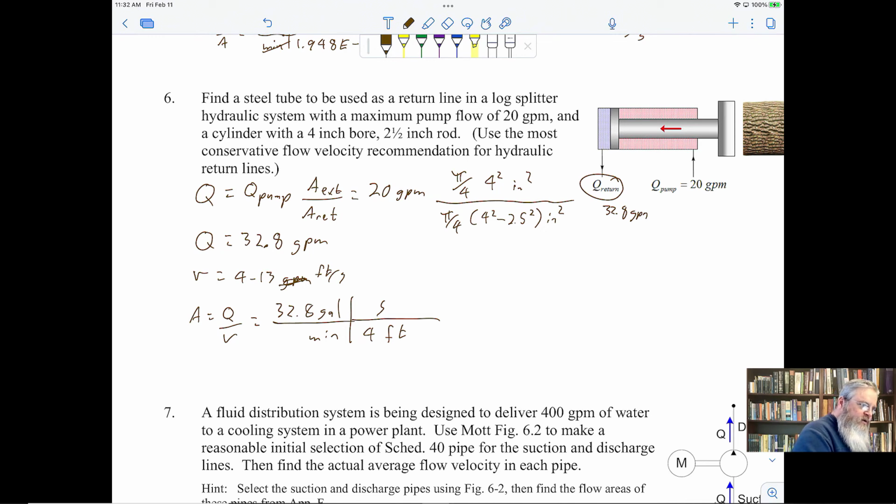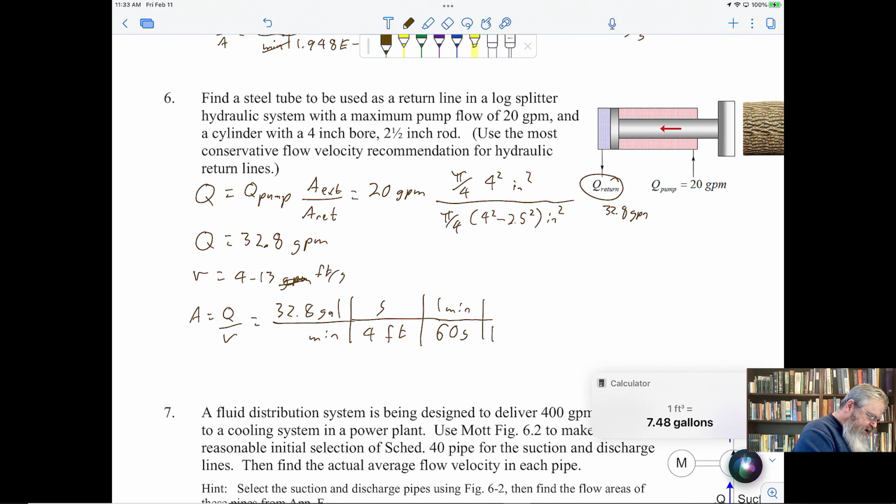We have to do a few calculations here on GPM. Let's see, 1 minute is 60 seconds, and 7.48 gallons is 1 cubic foot. I keep forgetting that 7.48 conversion. Gallons are gone. Minutes are gone. Seconds are gone. And this feet kills one of those. I'm left with just square feet. And 1.83 times 10 to the negative... that's really messy.